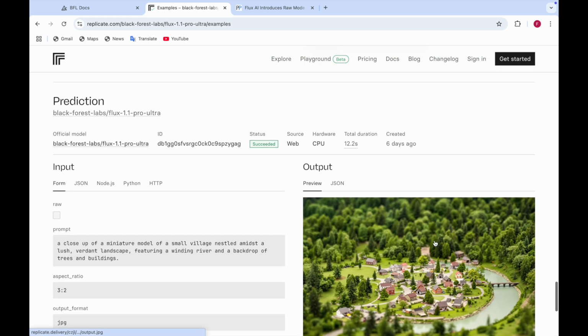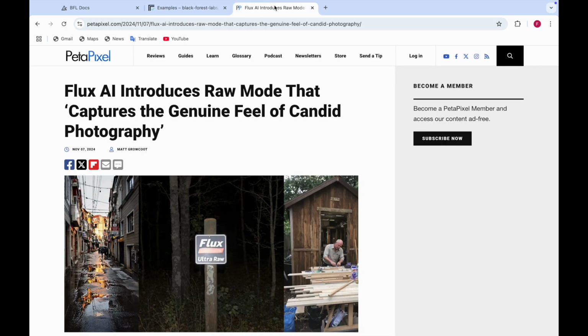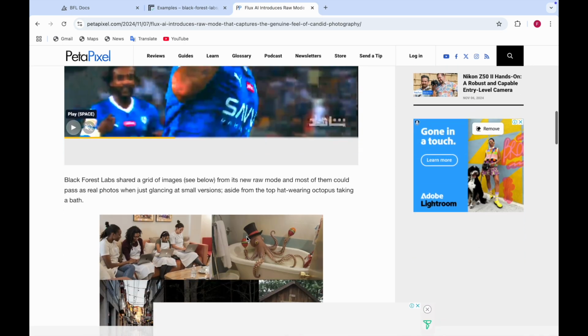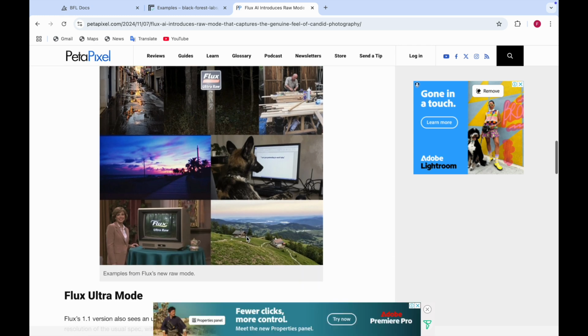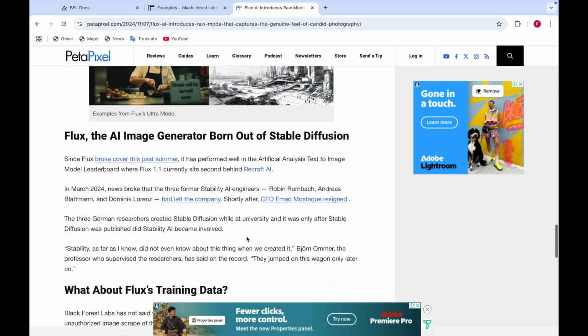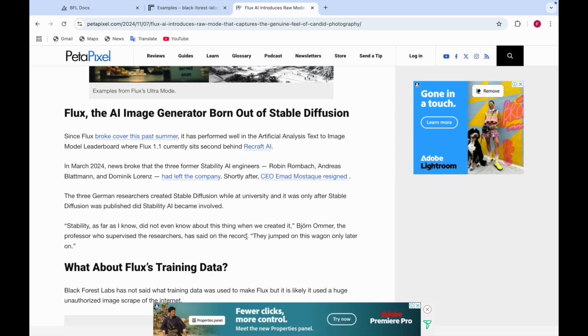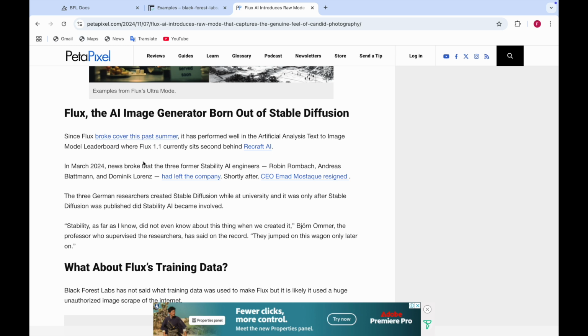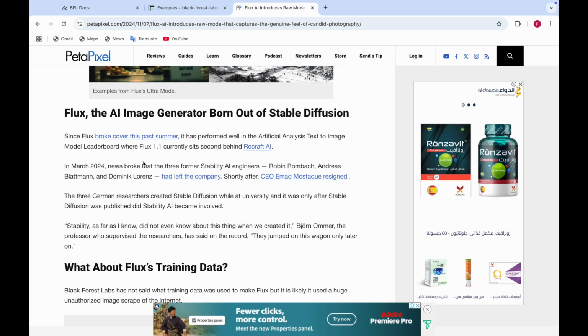And that's all I can say. And there's some more I want to tell you. One more thing I want to tell you is that Flux 1.1 Pro is actually made by the people who made Stable Diffusion. And it also says that in the model leaderboard of text to image analysis, Flux 1.1 currently sits second behind Recraft AI. Recraft AI is first, and Flux 1.1 sits second.